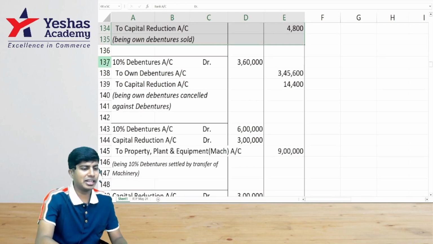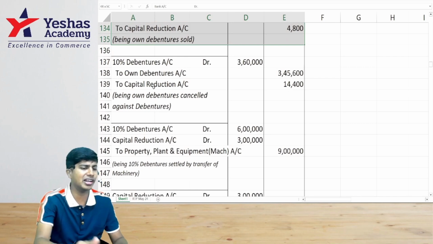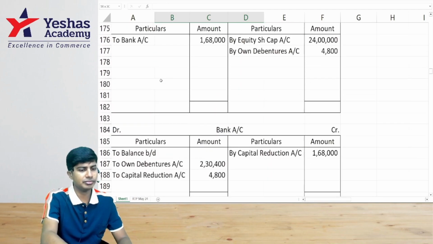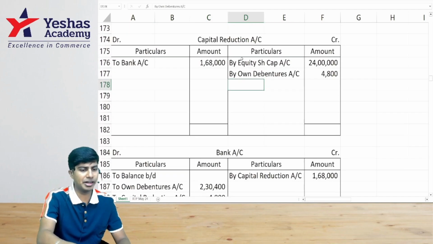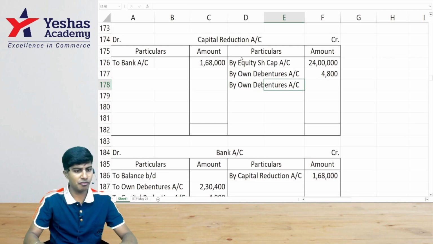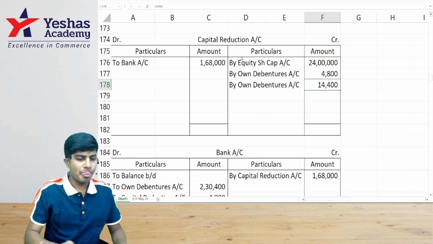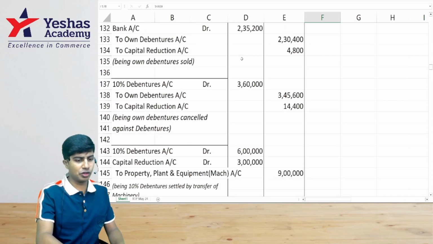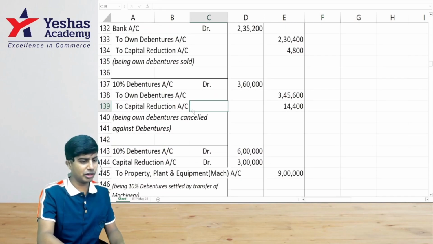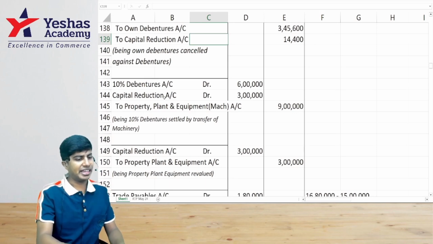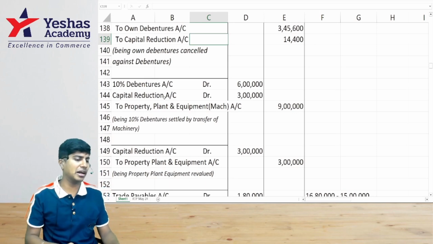Then next one, 10% debentures, to own debentures, to capital reduction. In capital reduction account, I'll write by 10% debentures, 14,400. I'll write this in capital reduction ledger, capital reduction account, by own debentures, 14,400. Okay. Then what is the next entry after that 14,400? Then here 10% debentures debit, capital reduction debit to property, plant and equipment.